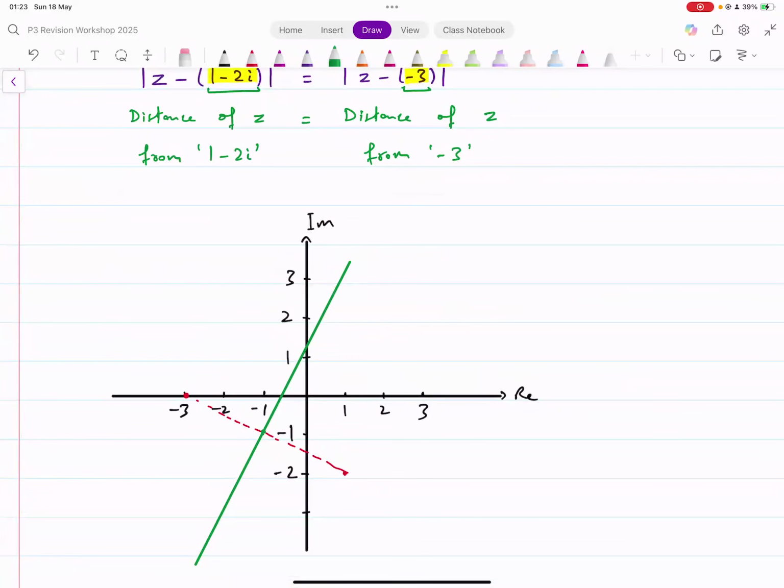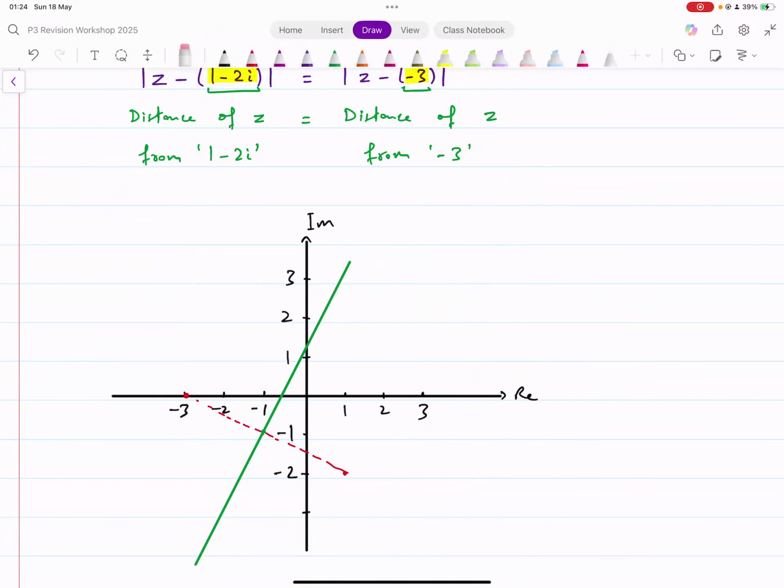We mark those 2 points. And then the locus is going to be the perpendicular bisector of those 2 points. It has to pass through the midpoint of the line joining those 2 points and should be perpendicular to that line. Okay, perpendicular bisector. You can use a compass for this.